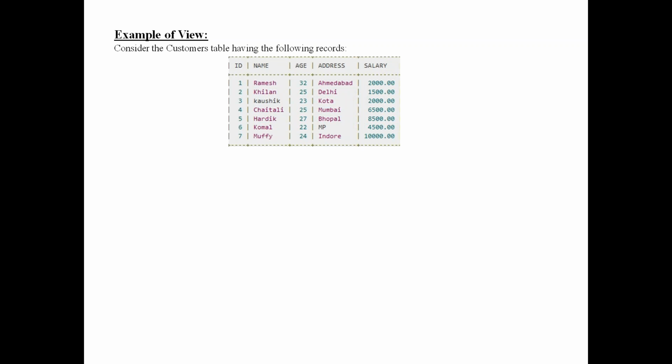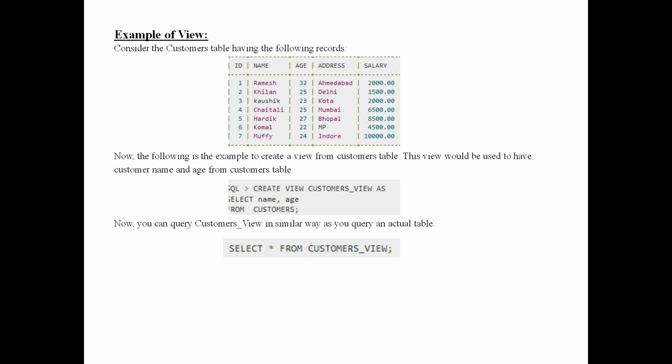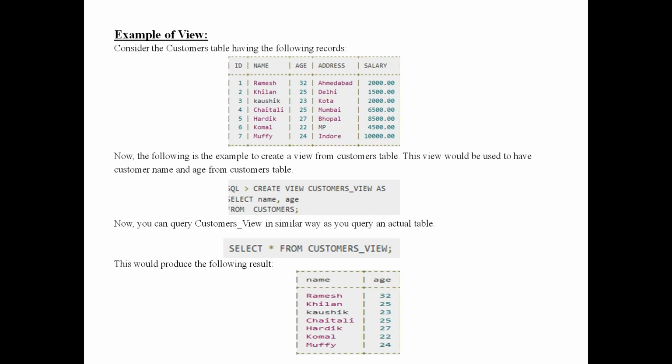So now we look at an example of that view. Consider this is an example of a table, and from this we would like to create a view, and that view should only display customer name and age. It should not display the address and salary. So in that case, you can write a query: create view view name as select name comma age from customers. So the result would be it just displays only 2 column values, name and age.